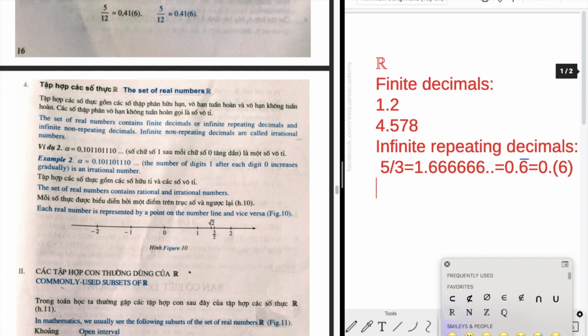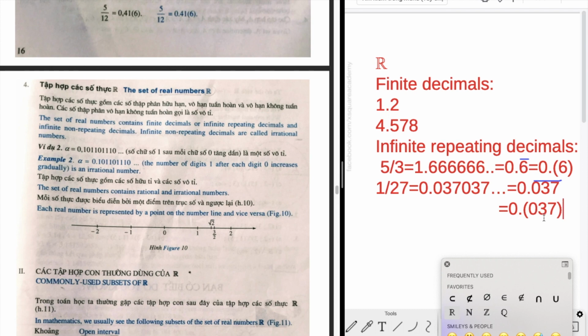Okay. Another example, 1 over 27 equals 0.037037. The 3 digits 037 are repeating, so we can write them in the form 0.037 with a bar over the 3 digits, or equal 0.(037) in parentheses. That means 3 digits are repeating.